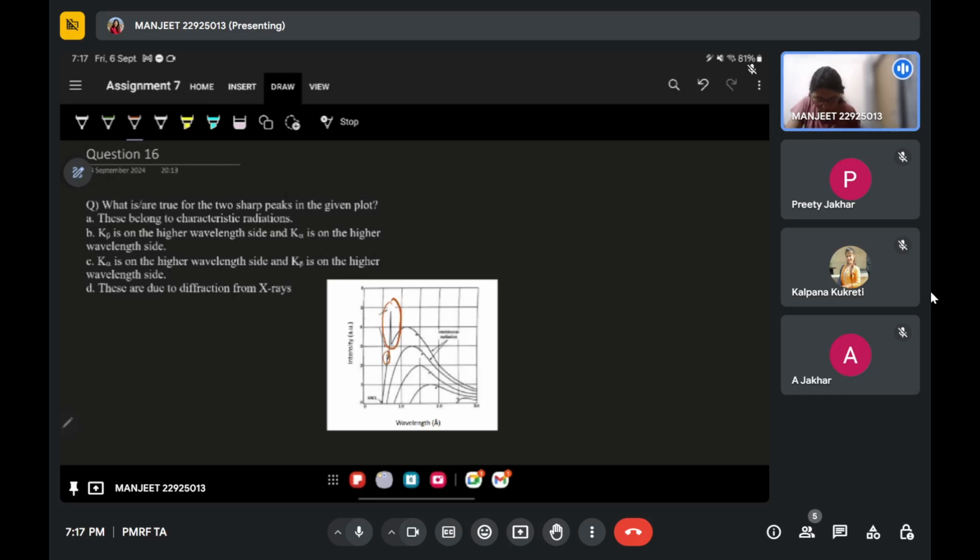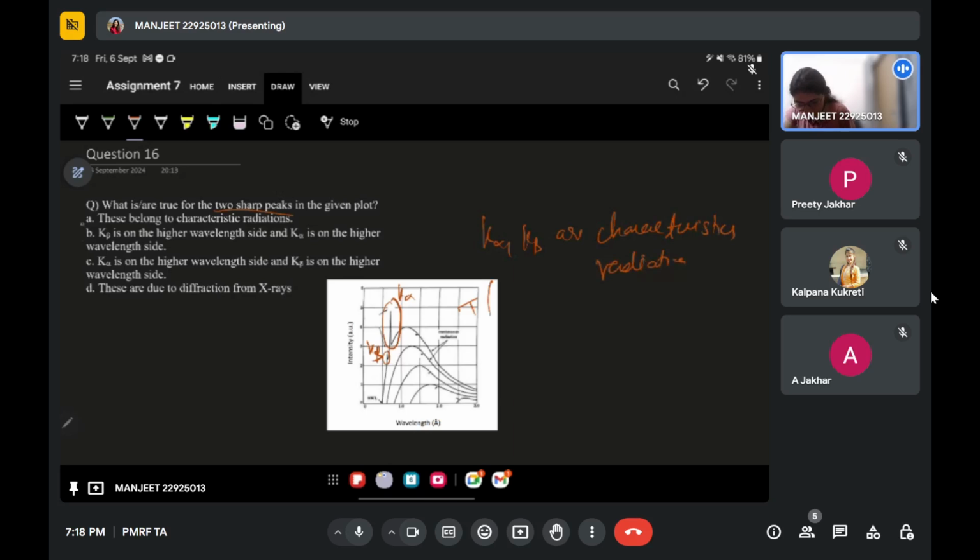Okay, so in these two sharp peaks, we have to tell the correct statement regarding them. In the A part, these belong to the characteristic radiation. Yes, we all know this. If this is for copper, this is the K alpha and this is the K beta, and the K alpha and the K beta are your characteristic radiation, characteristic X-rays. So A will be the right answer.